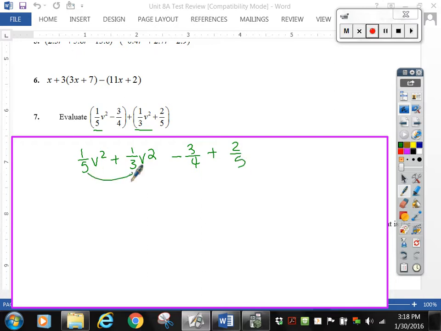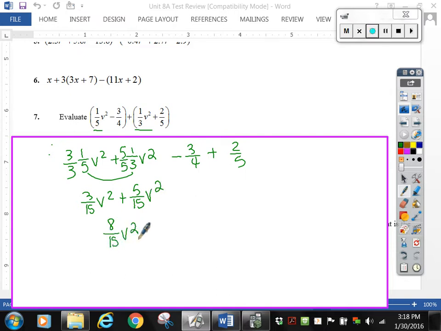So common denominator for 3 and 5 is 15. So I'm going to multiply this by 3 over 3. I'm going to multiply this by 5 over 5. So I get 3/15 v squared plus 5/15 v squared. Add those two together and I get 8/15 v squared.